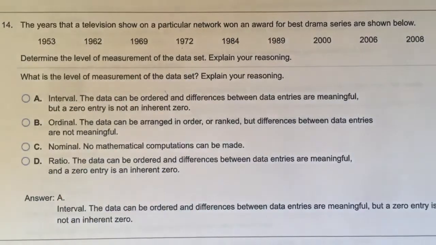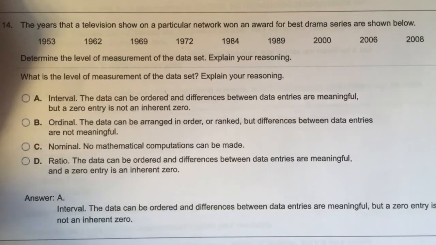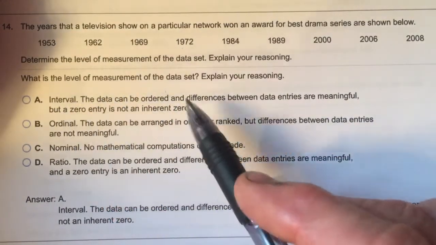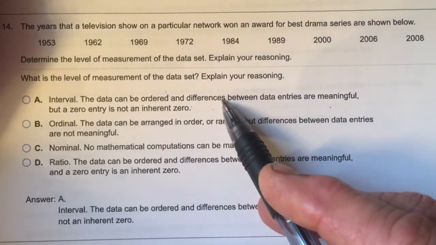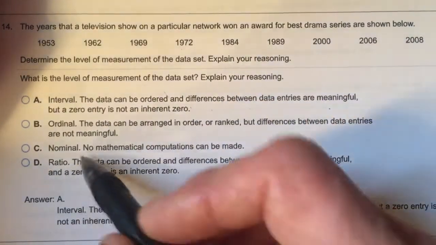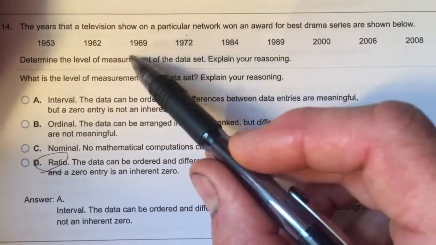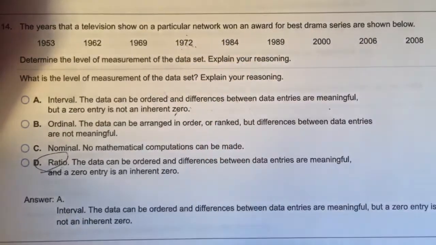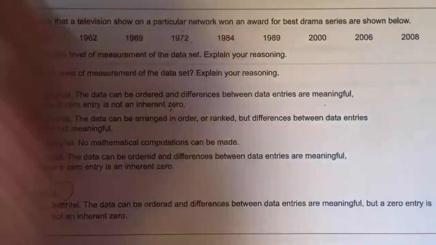If you remember on the notes, to be able to subtract something, that would be the interval level. With interval, data can be ordered and differences between the data are meaningful. We can't go up to ratio because there's no meaning to division of these, like saying this is a multiplier of that one. So this is an interval. The answer is A.